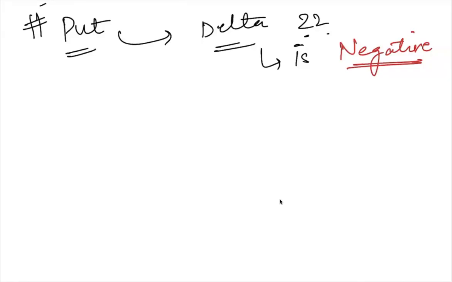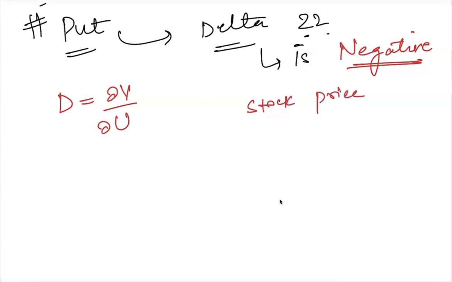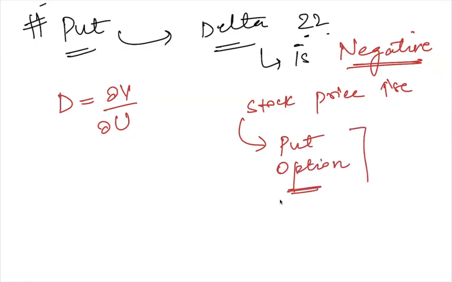Okay, see, the thing is, why is delta negative? What is delta? It is the change in option price with respect to a change in the underlying asset, right? We know for a fact that when the stock price increases, what is the effect on a put option? If you remember the option class, the price of a put option will decrease, right?